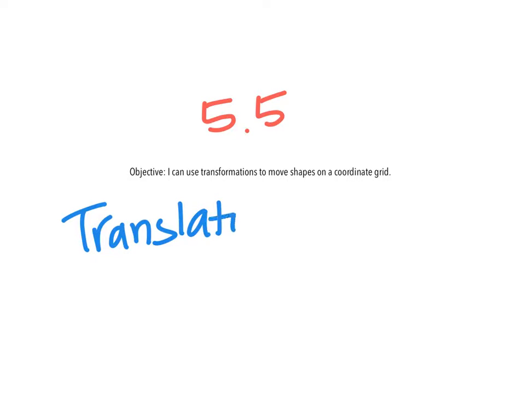Okay, today we're going to try to keep it brief. We're continuing with lesson 5.5. Yesterday we talked about translations when we have a shape slide on a coordinate grid. Now today we're going to be talking about two different things, so let's continue on.